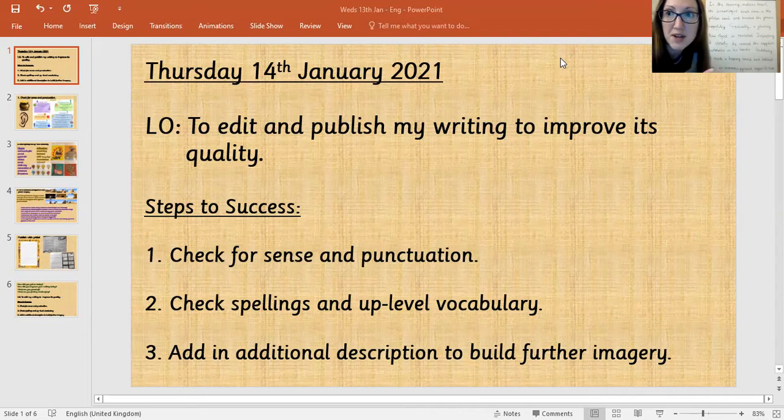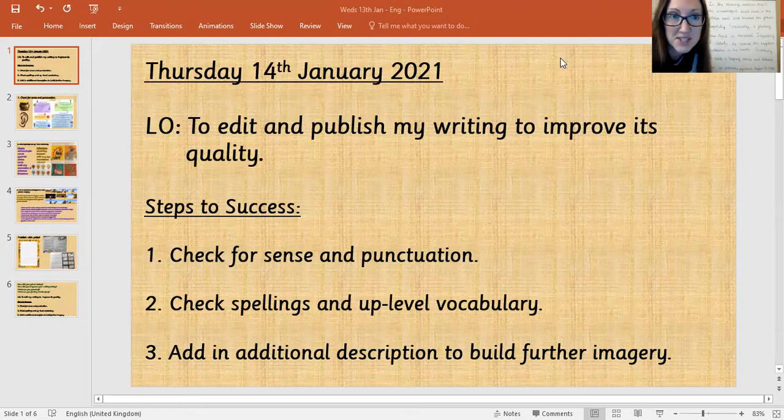And then once we've found those and edited those, we then go to think about ways of publishing our writing, so that we can have our first draft that's got all of our improvements over it, but have a final draft that we publish and present to our best ability.